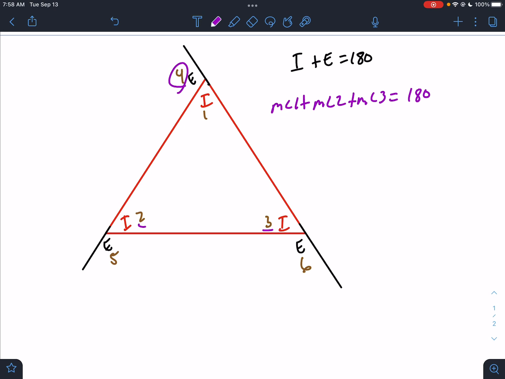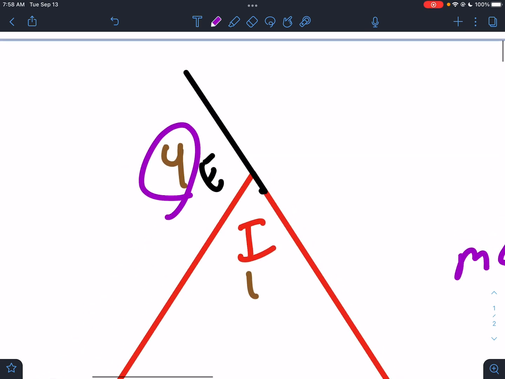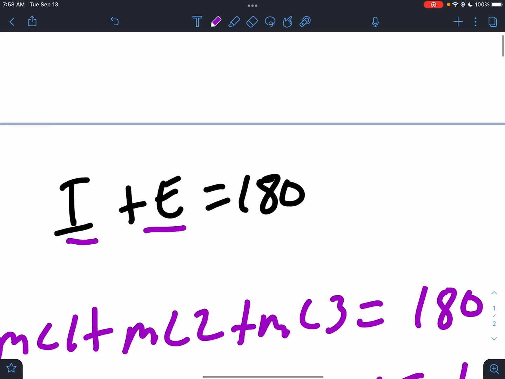So what is something we know for sure regarding angle 4? We know that the measure of angle 1 plus the measure of angle 4 also has to equal 180 degrees. How do I know that? Well, an I and an E, if they're side by side, right? What is an I plus an E if they're a linear pair? This is only if they're a linear pair.